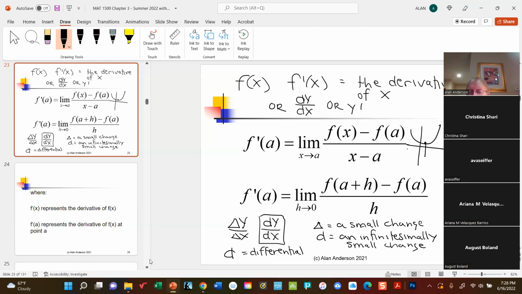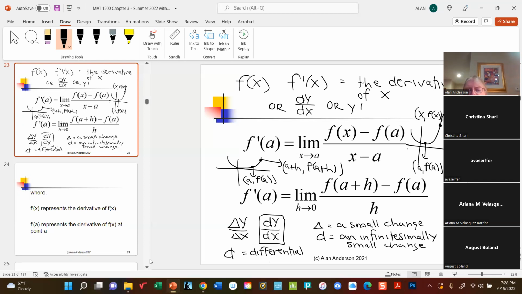The first point is always a comma f of a. The issue here is, what are we calling the second one? So in this first case, we're calling this x comma f of x. In the second case, the 2 points are a comma f of a, and this one is referred to as a plus h comma f of a plus h, just to reinforce the notion that h is nothing but the difference between these 2 points, the 2 x coordinates.